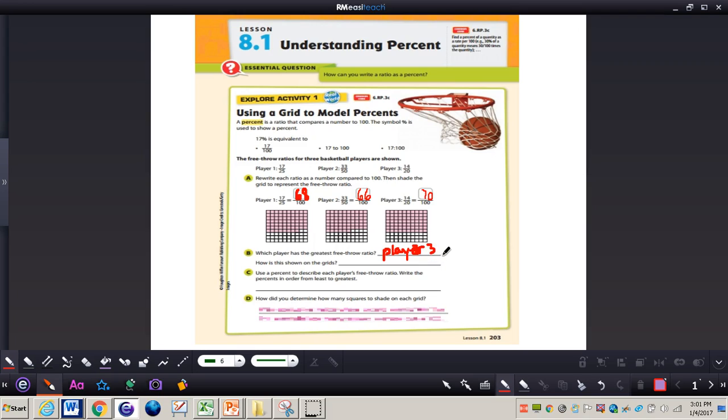How is this shown on the grid? How can you see this on the grid? It's easy to see that it's the most squares shaded in. I want you to write that down. The most shaded squares.